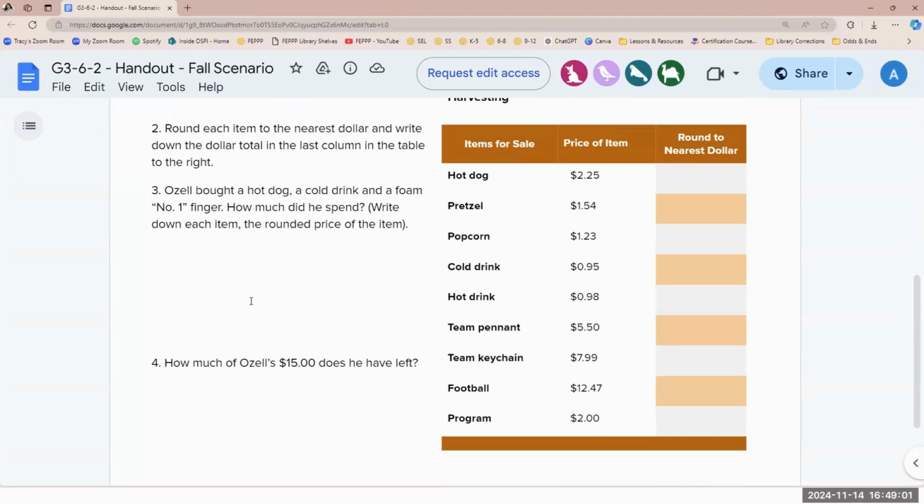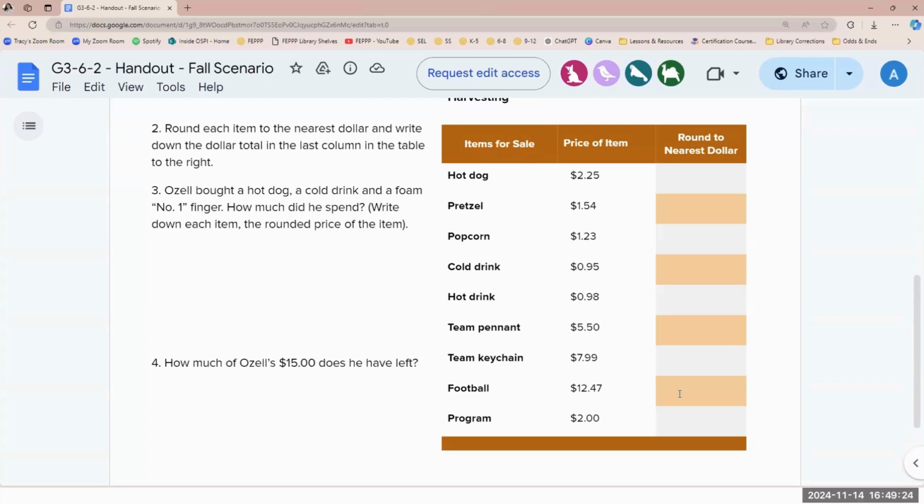There's so much you can do with this, right? They have the questions that are on the worksheet, but okay, what's everyone going to buy, right? What do you want? What are you going for? Me, I am not buying a foam number 1 figure. I have no need for that, right? But would I spend my money on a football? Maybe, and nothing else, right? So a lot of different options for exploration here.